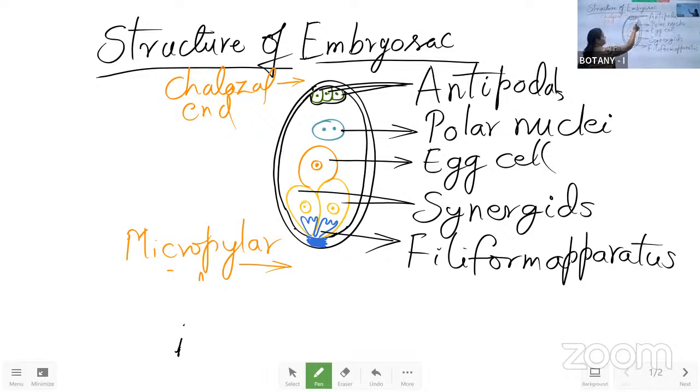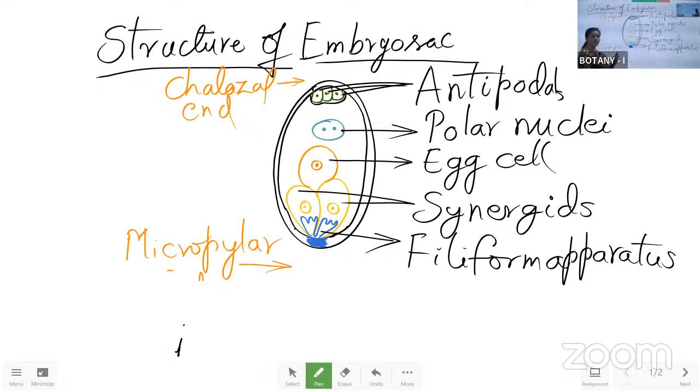And the main function of the antipodals is they are meant to give the space and the nutrients for the further development of the egg cell during the fertilization process. This is what we have to say for the antipodals. Okay, and all the cells are haploid cells only.